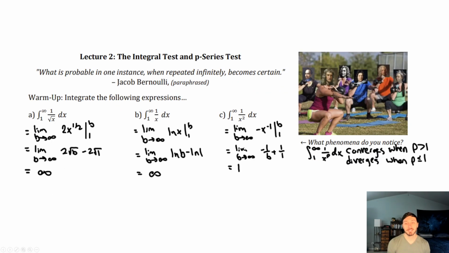Well, it's more or less this idea that if my power is less than or equal to 1 down in the denominator, it's not going to be fast enough, and then the area is infinite. So in this case, I have x to the 1/2, which is less than or equal to 1. It just leaks forever. That integral area goes on in perpetuity.